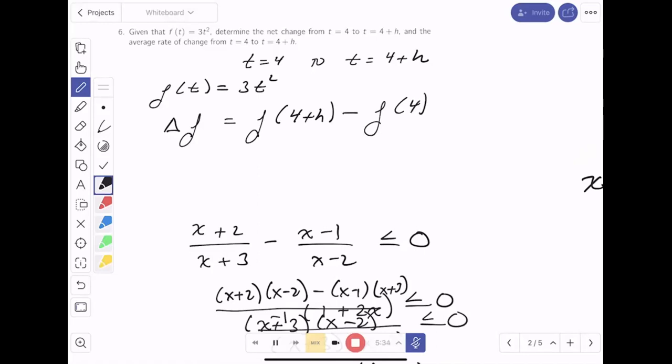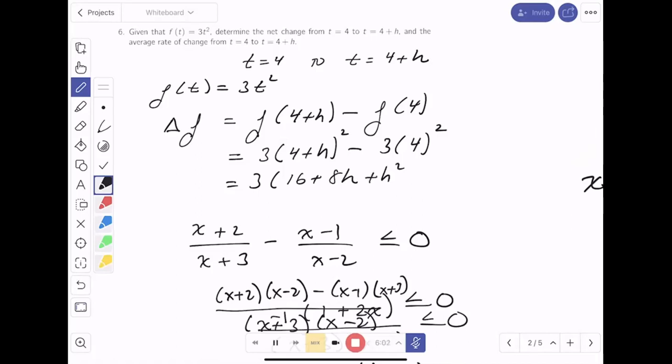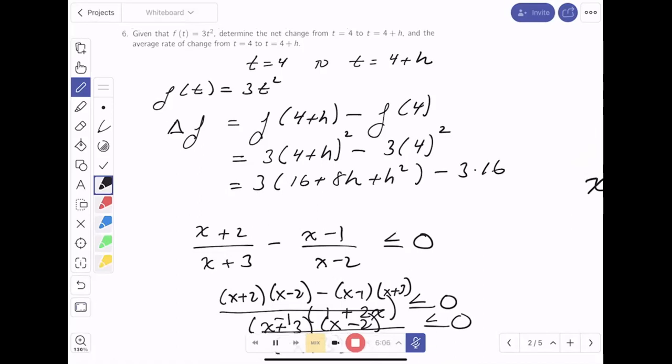All right, let's see if we can do that. So what do you get over here? Well, what does f do to the argument? 3 times the argument squared. We'll do that in a second. Minus 3 times the argument squared. Well, let's do that. This is 3. Well, I'm going to do 4 plus h squared, which is 16 plus 8h plus h squared, minus 3 times 16.